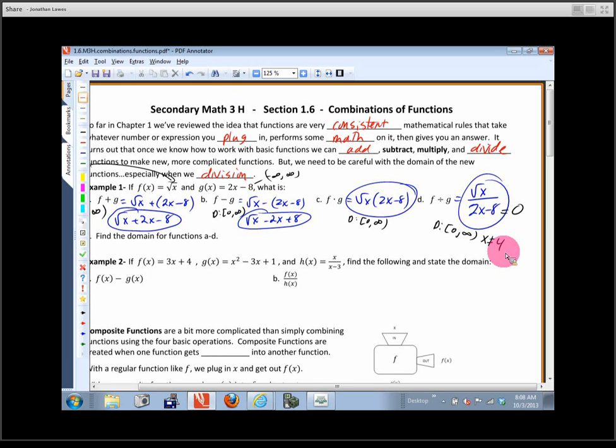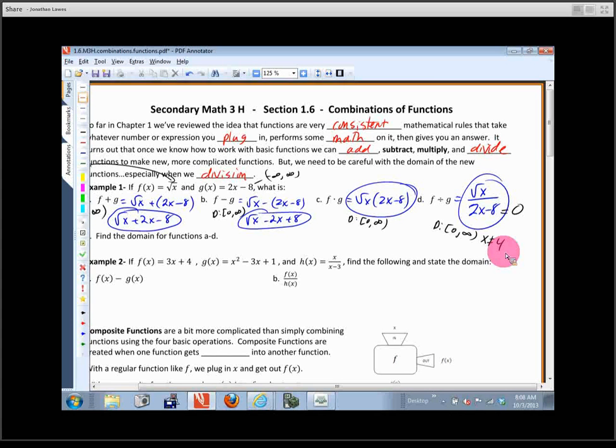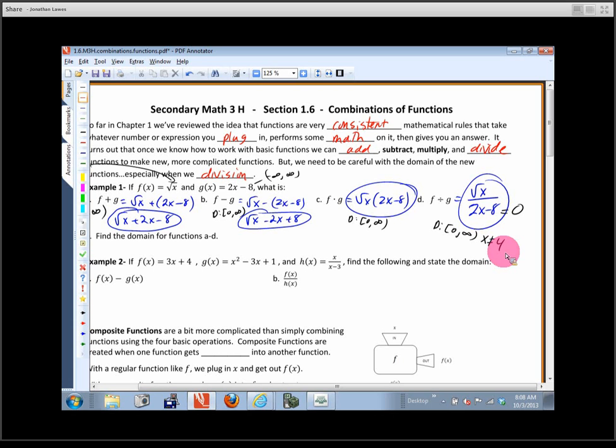I'm doing division. Just for the heck of it, what would happen if I did G divided by F? So let me change colors again. What one would be on the top now? 2x minus 8, and the square root would be on the bottom. Can I do this for the domain?